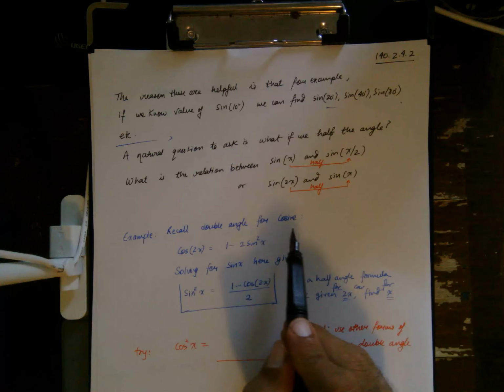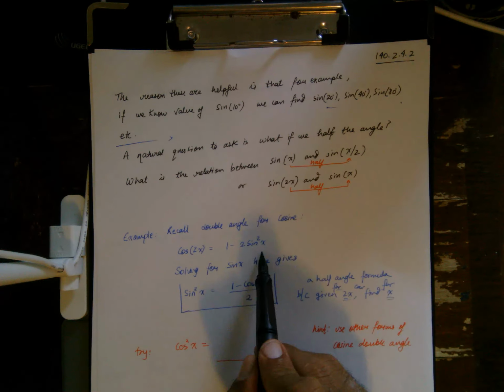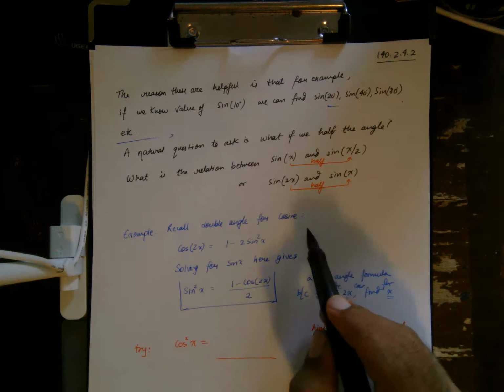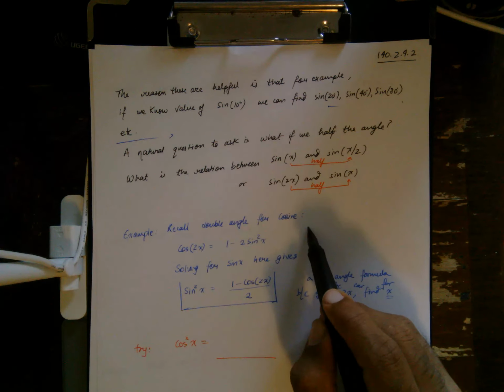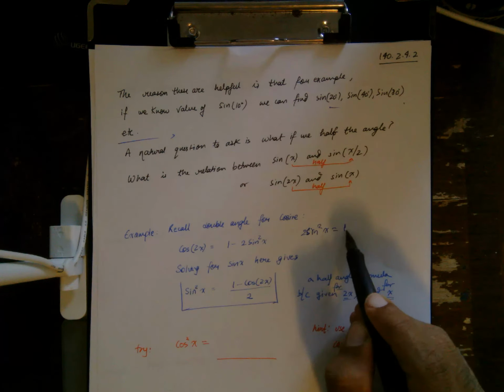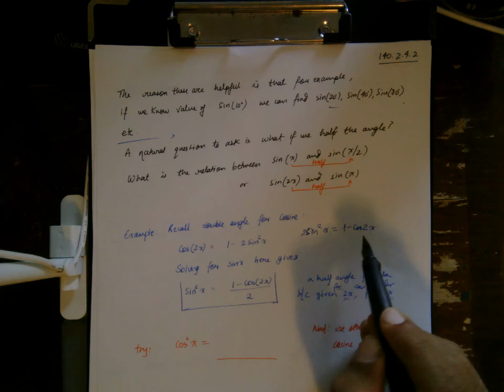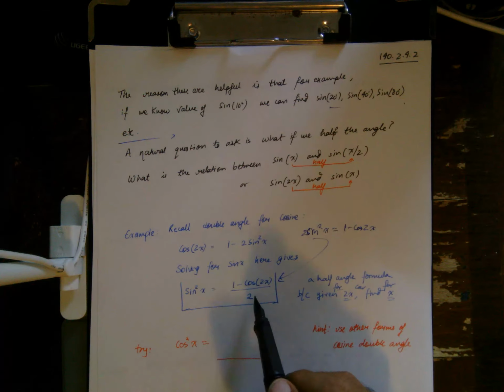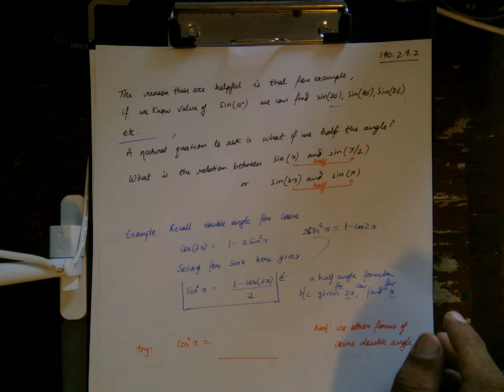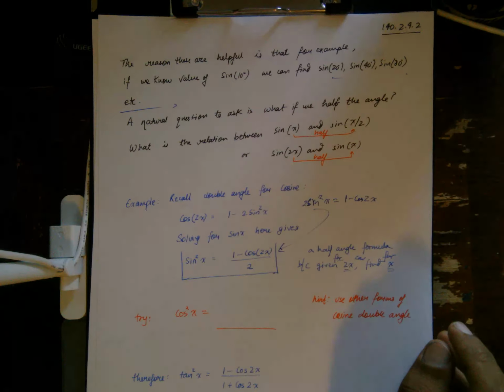Recall the double angle formula for cosine. If you solve for sine, then you get that 2 sine squared x equals 1 minus cosine 2x. Consequently, sine squared x is (1 minus cosine 2x) over 2. So this gives a half angle formula.